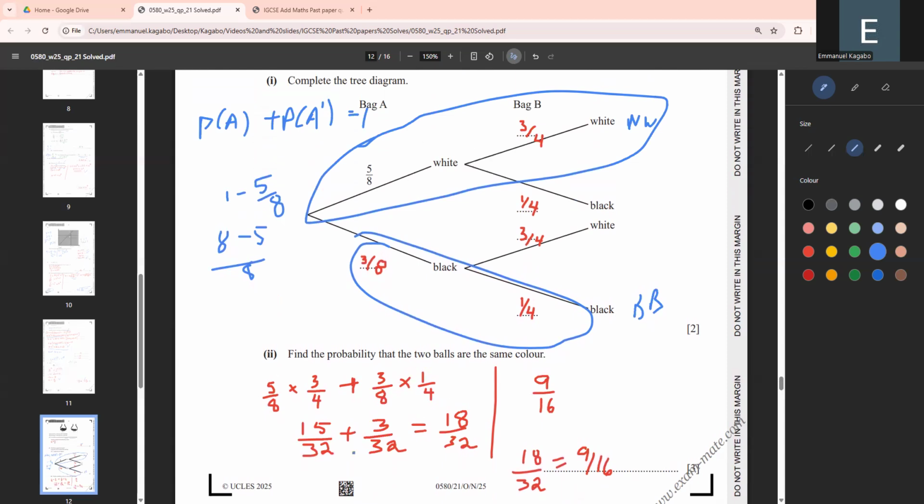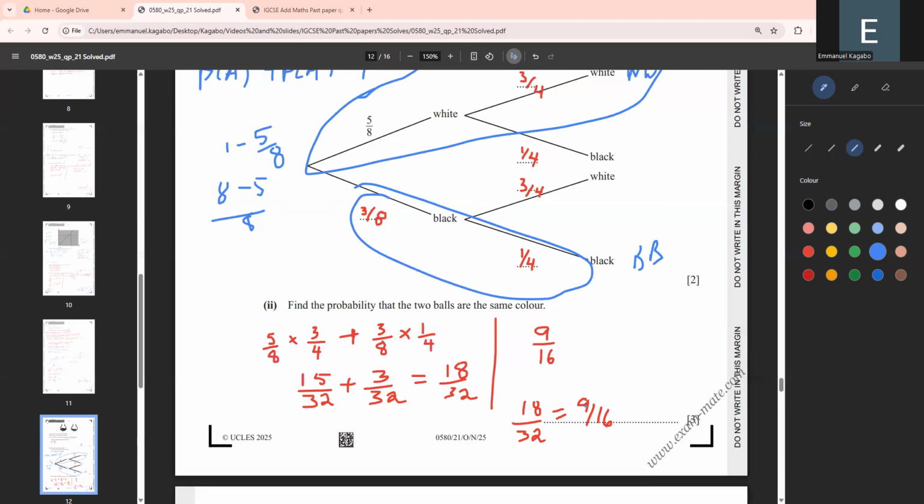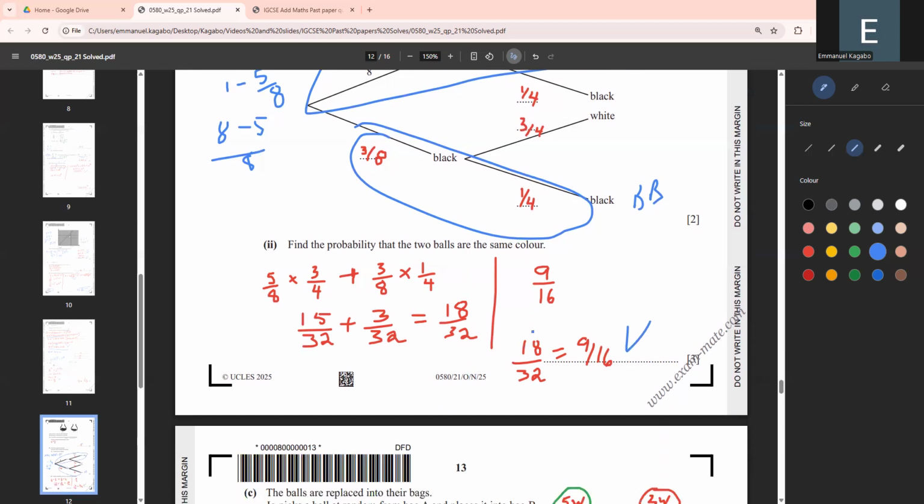And then when you multiply, that gives you that. This is 15 over 32. This is 3 over 32. When you add them, you get this. And then you can simplify and get this. In probability, it's not a must to simplify unless they have told you to do that.